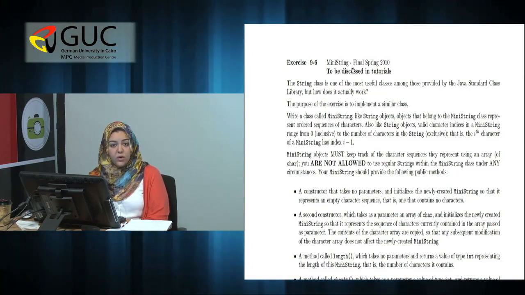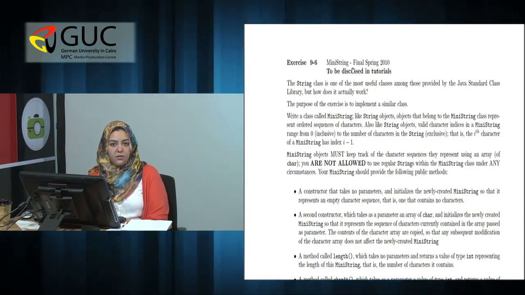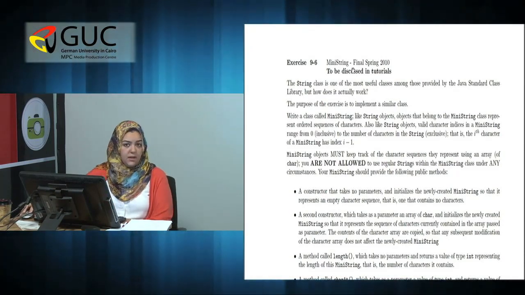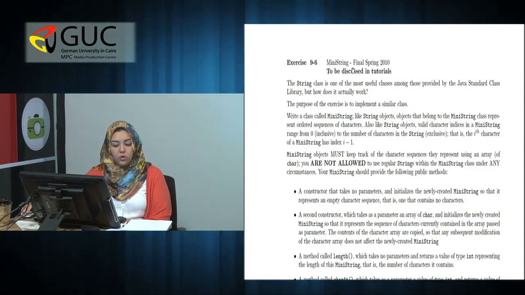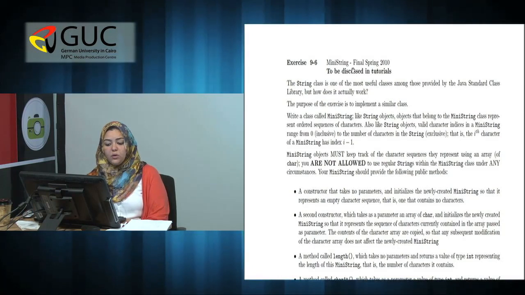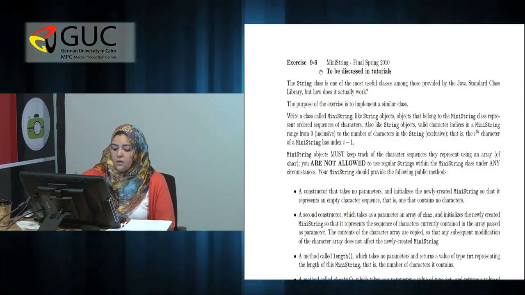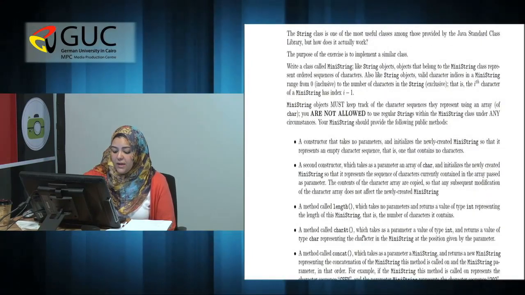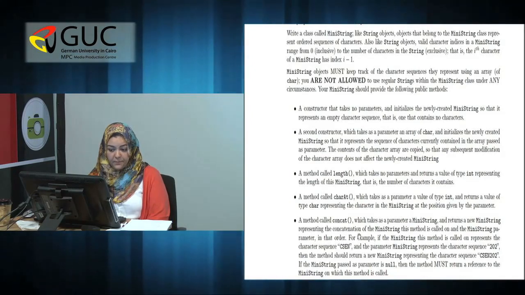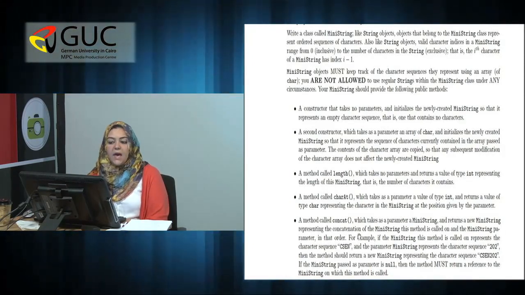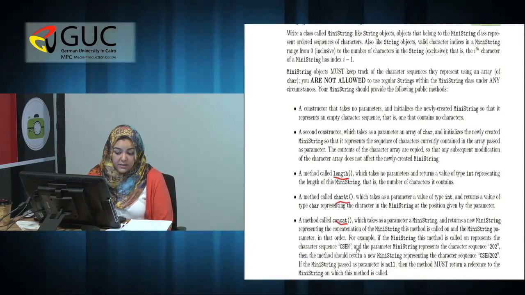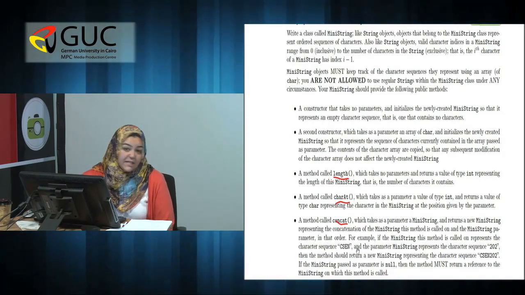And what you are asked to do in this exercise is to implement a class that looks like the string class. However, we call it mini-string. And you are asked to add some methods like the ones in the string class, including the length method, the charAt, the concat, and the equals method in your class. And it states that you are not allowed by any means in this exercise to use the keyword string.